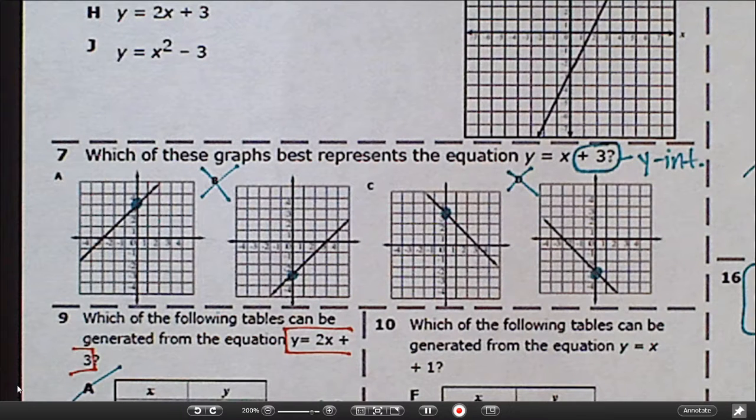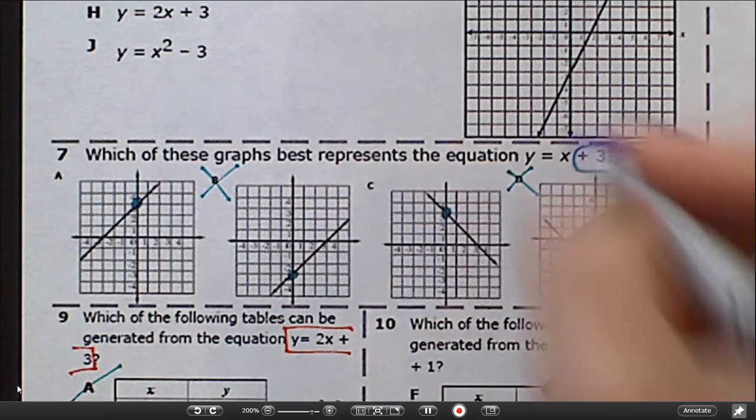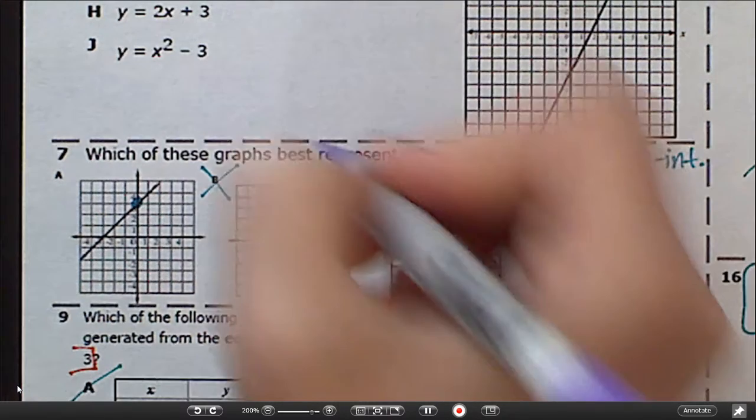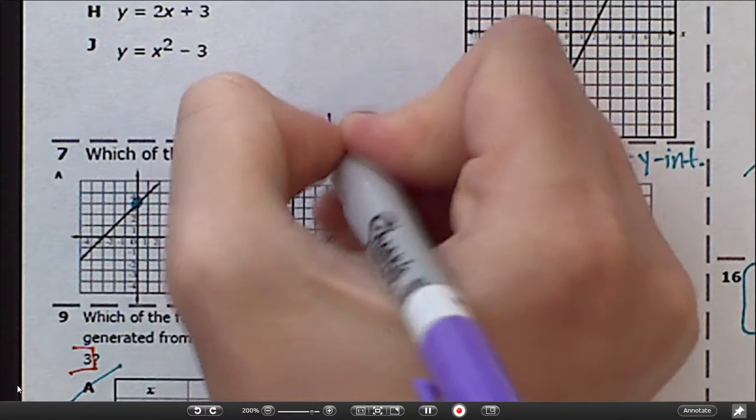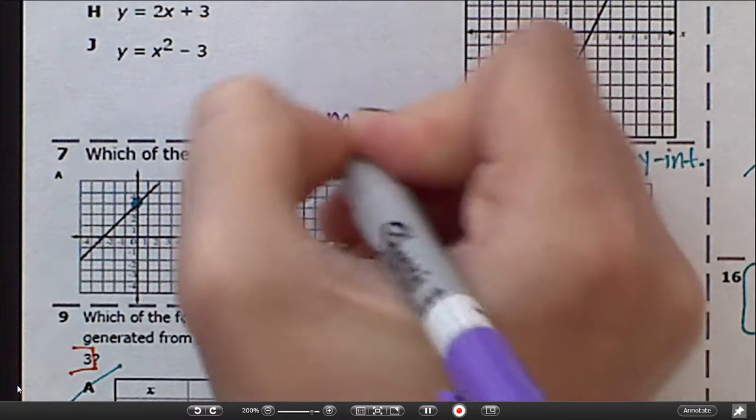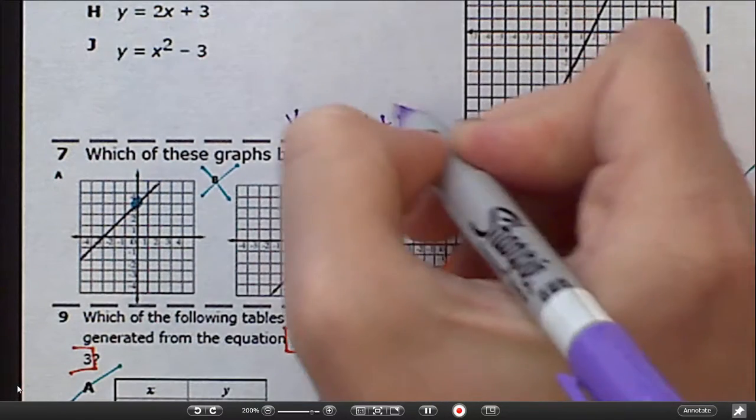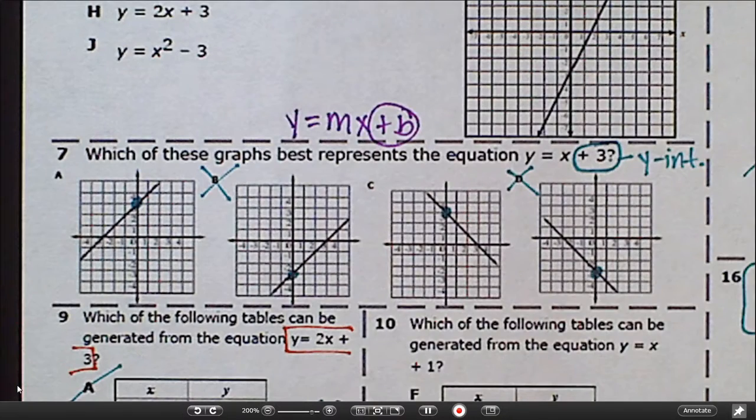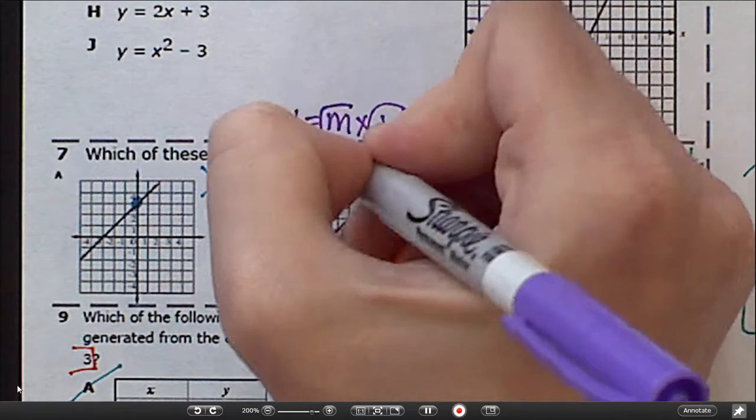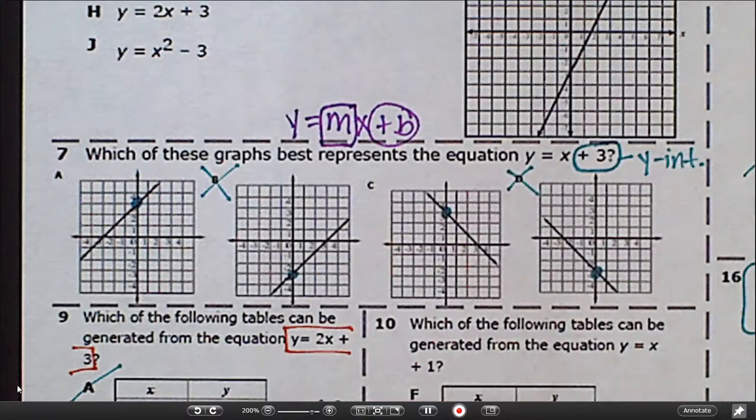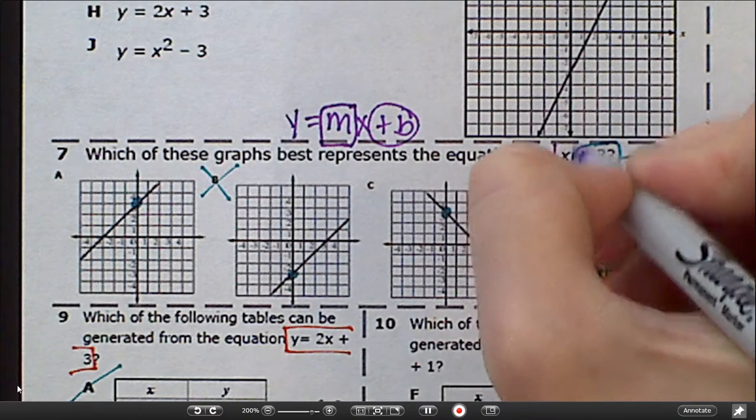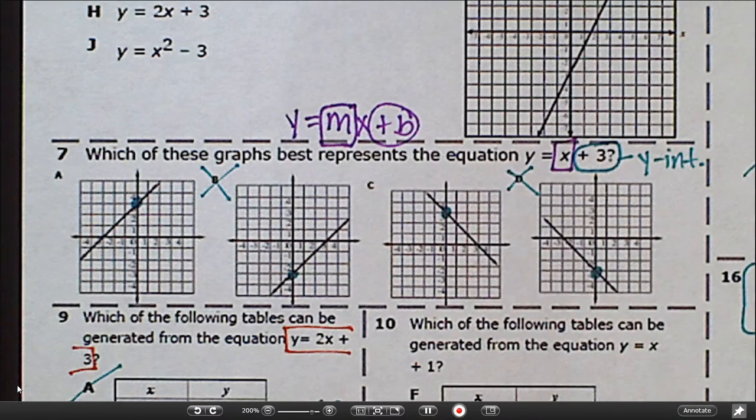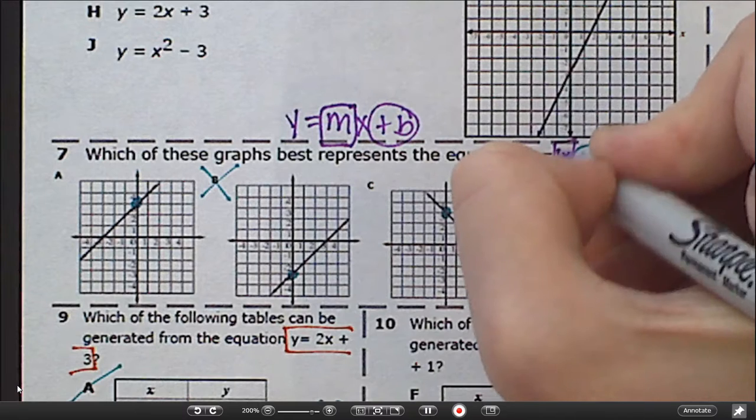Now I'm going to look at the slope. So remember, we have y equals mx plus b. That's our format. So our plus b is plus 3. That's our slope. I'm sorry, that's our y-intercept. And the number before x is our slope. Well, I don't have a number before x. So how many x's do I really have? Well, this is 1x.